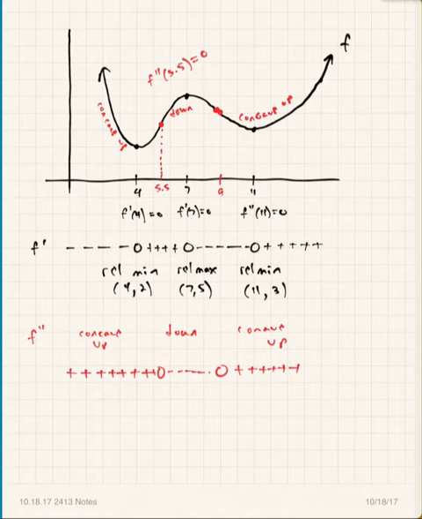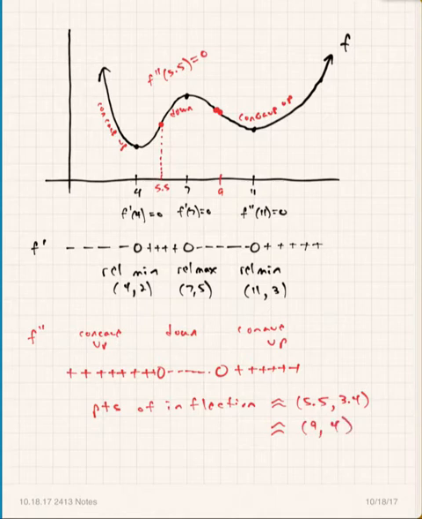So what do we have here? We write out the relative maxes and mins, the points of inflection. And these would just be estimates. In this case, at about 5.5 and about 3.4, I'd say, from that graph, the way I sketched it. And another one at about 9, about 9.4, we'll say. Right, and those are places where the concavity changes.